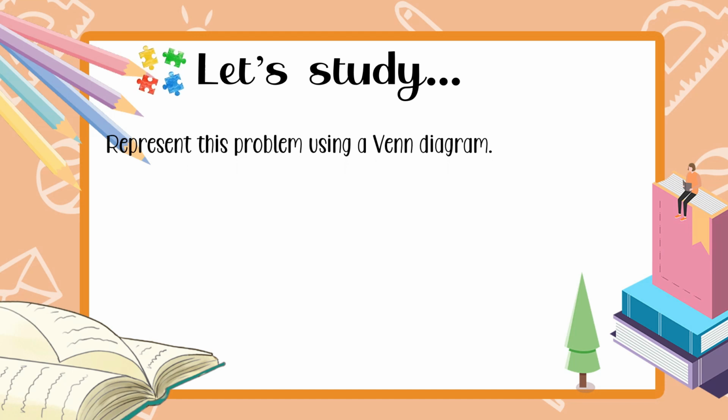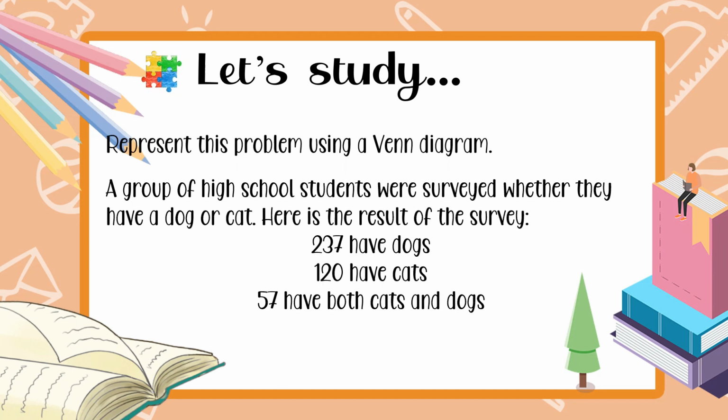Let us represent this problem using a Venn diagram. A group of high school students were surveyed whether they have a dog or cat. Here is the result of the survey. 237 have dogs, 120 have cats, 57 have both cats and dogs.